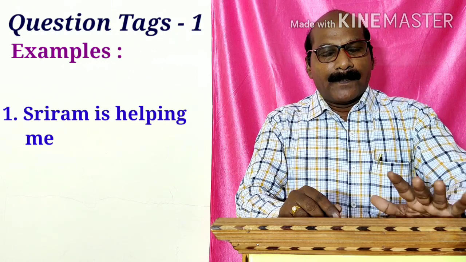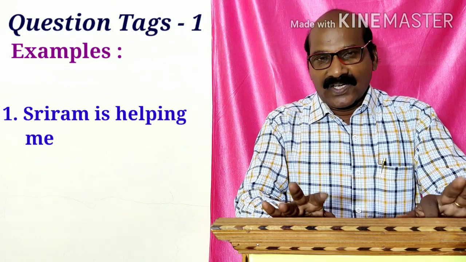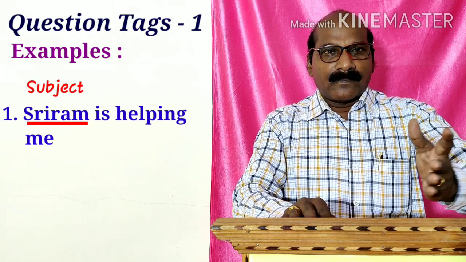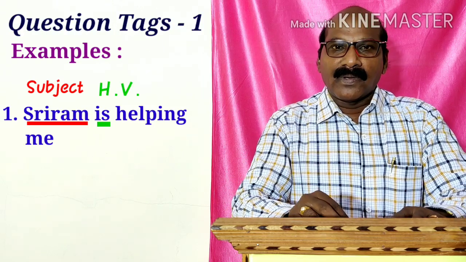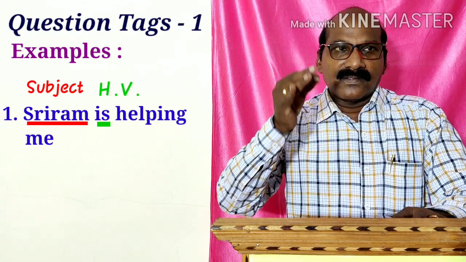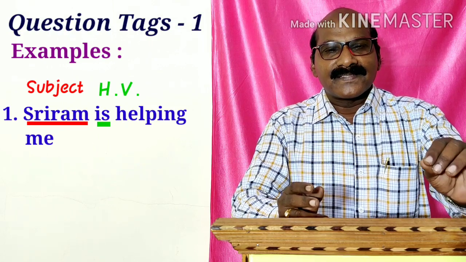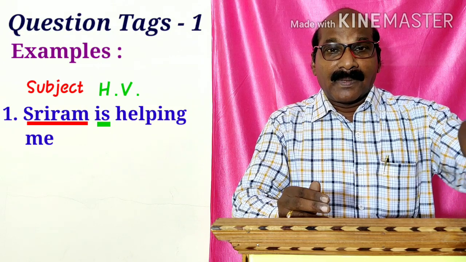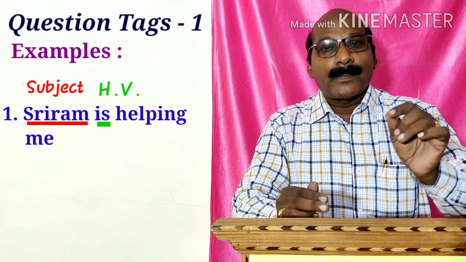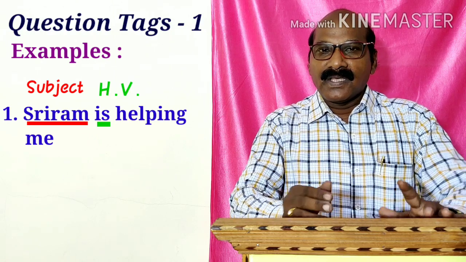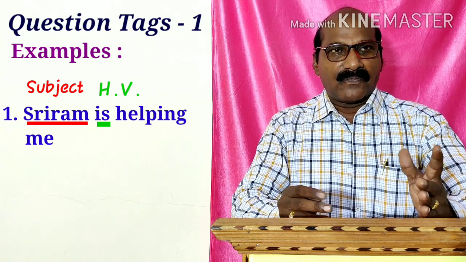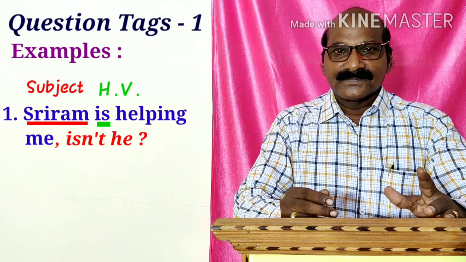The very first example: Sri Ram is helping me. That is the statement. In the given statement, Sri Ram is the subject and is is the helping verb. The question tag should begin with only the helping verb. Here is is the helping verb and Sri Ram is the subject. In place of noun, we have to use the suitable pronoun. Sri Ram is the noun form. The suitable pronoun for it is he. So the right question tag for this is, isn't he?